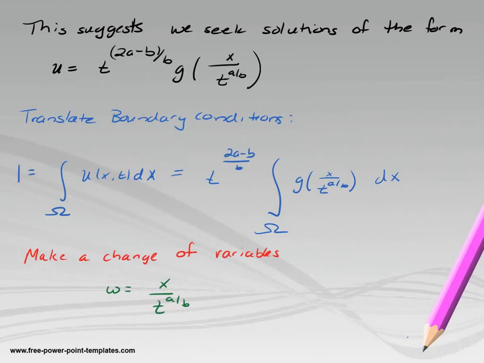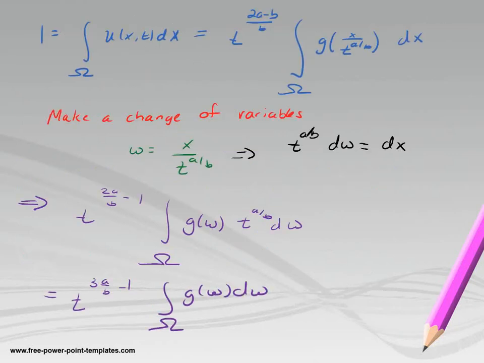Make a change of variables. You would think to do that because the inside of the G has some mess in there. So make a change of variables. This is just U substitution, W substitution in this case. And once I make that W substitution, I get this integral. But I know that this integral has to be 1. And the only way this integral can be a constant for all values of t is if this exponent is equal to 0.